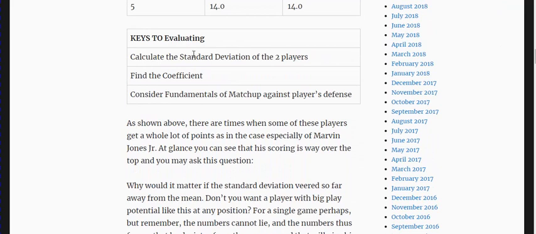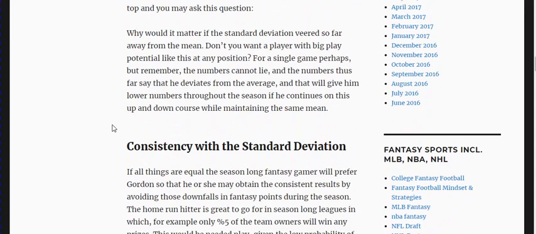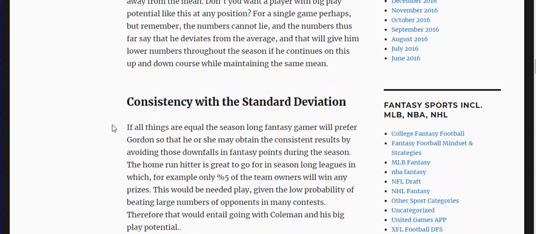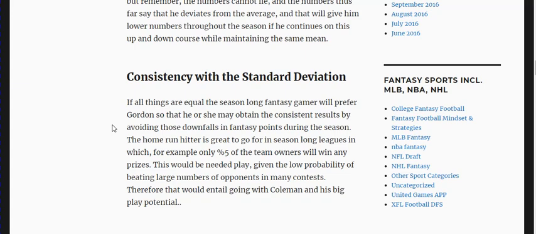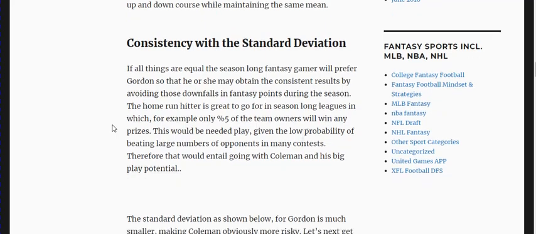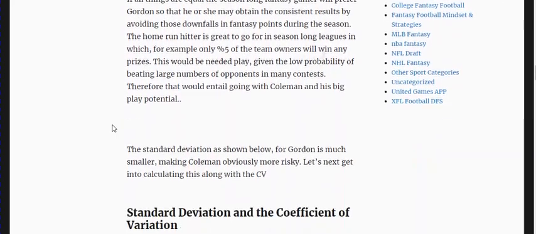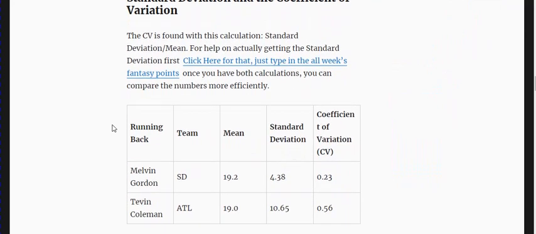Keys to evaluating: step one is to calculate the standard deviation of the two players. Step two is find the coefficient of variation, the CV, and then consider the fundamentals of matchups against the players' defense. That's what I'm doing first with the pitchers, and then looking at other factors along with standard platoon basics, and how many runs the team normally gets, relating it to baseball, and how many runs the team normally gives up. I can show you where to get that info, including the bullpens, how much they give up, how early they have to go to them, giving up runs, home runs, doubles and triples. So if we are concerned about staying consistent with the process, we need to find the standard deviation and coefficient of variation.